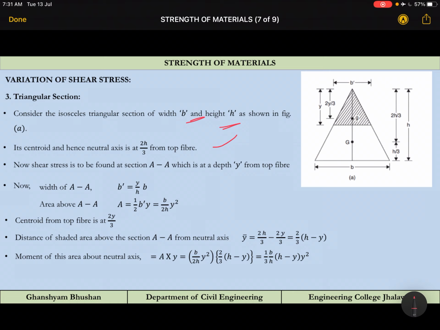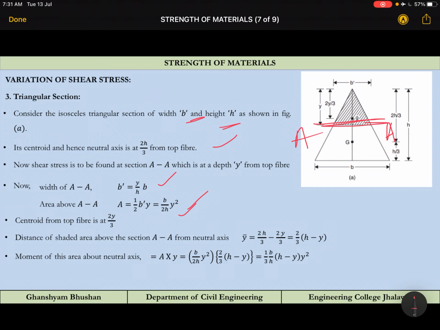Now the shear stress at any distance, so this is our section AA at a distance of y from the top fiber. So the width of that, this is b dash. From similar triangles we can calculate b dash is nothing but y by h into b, and area will be how much? Area will become half into b dash into y. So put the values of b dash, we are getting area is b y square by 2h. So this is the area of that section.